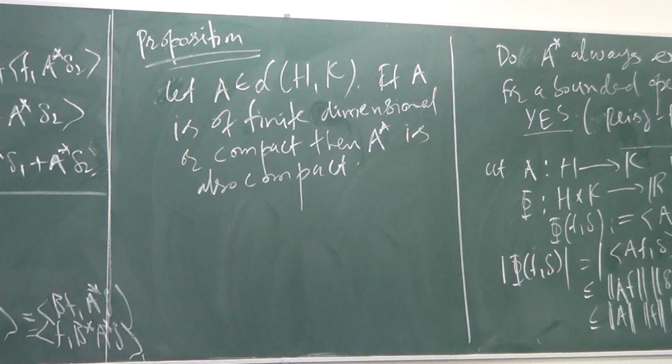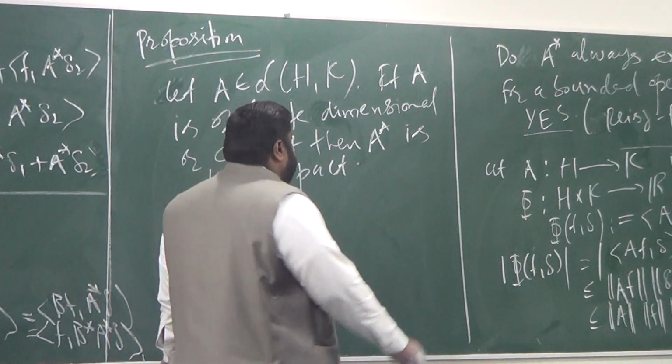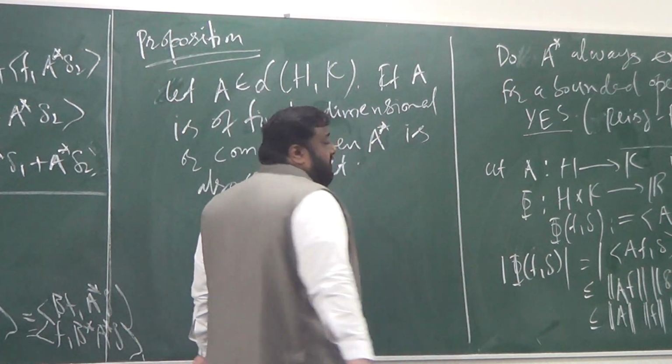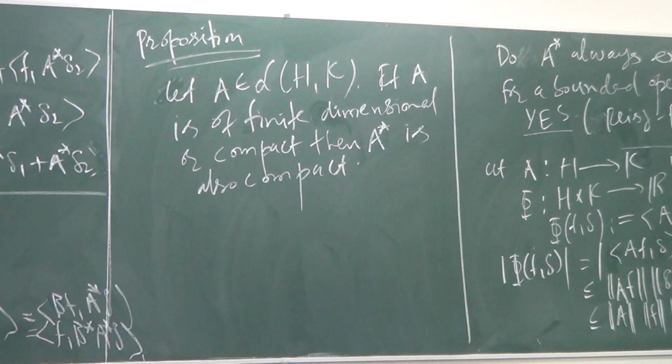Okay? The finite dimensional case you have to prove for yourself. How can I show that if A is compact, then A star must also be compact? In other words, if A can be approximated by a sequence of finite dimensional operators, why can A star also be approximated by a sequence of finite dimensional operators?